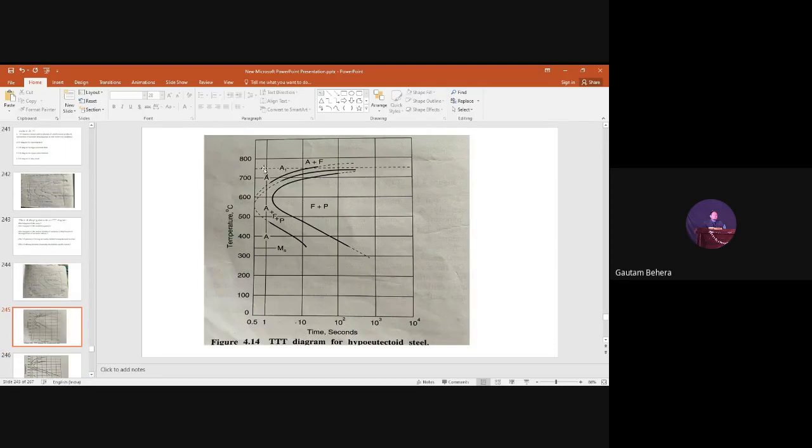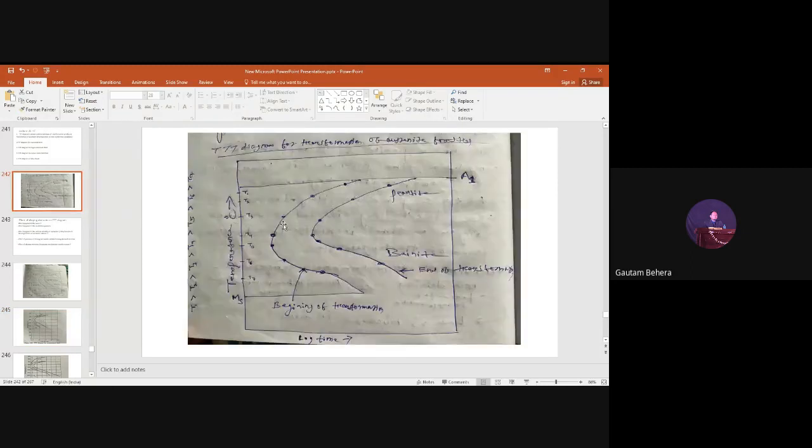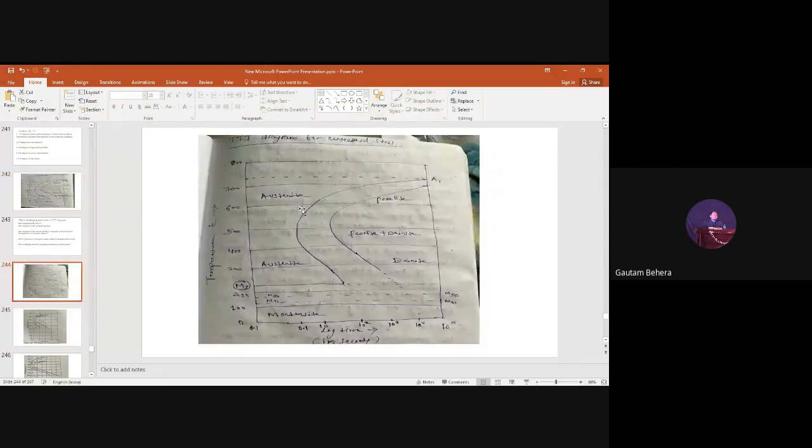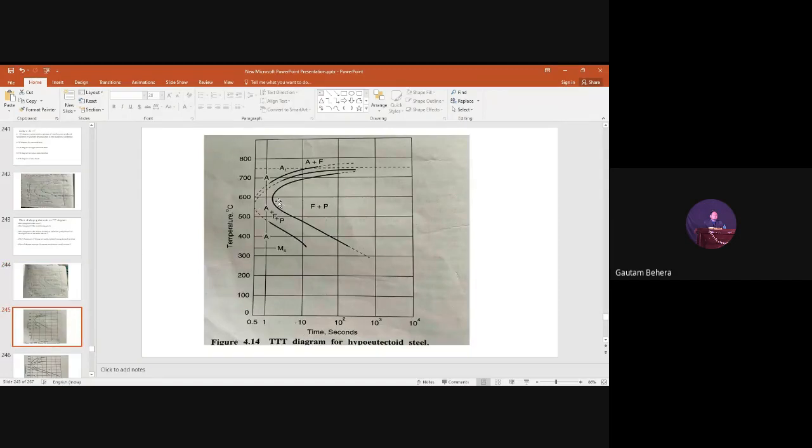Now this is a TTT diagram for hypoeutectoid steel, containing below 0.88% carbon. You can see what is happening: the transformation starts earlier, and also finishes earlier. But we can see different phases, because this dotted line is the lower critical temperature, right? For hypoeutectoid steel we are talking about two lines: one is the A3 line, and the other is the A1 line.